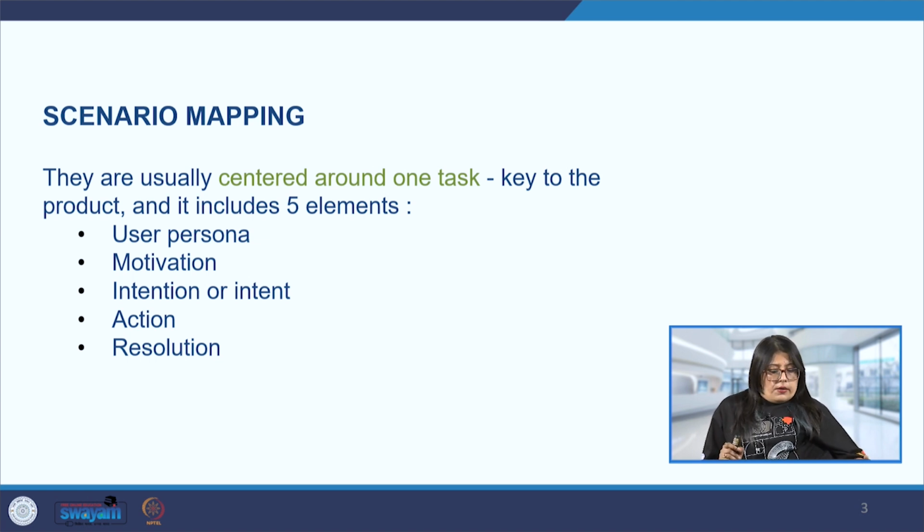But in the scenario mapping, we saw how there was one specific situation of purchasing for Manasi's requirement, and this whole process includes 5 essential elements, which are user persona, motivation, intention or intent, action, and resolution. So, user persona is a fictitious character which is a generalized representation of a key segment of the population. Here we will be covering the essential information about the users, such as their goals, behaviors, demographics, their pain points, their motivations, and other aspects which are key to this particular group of people.